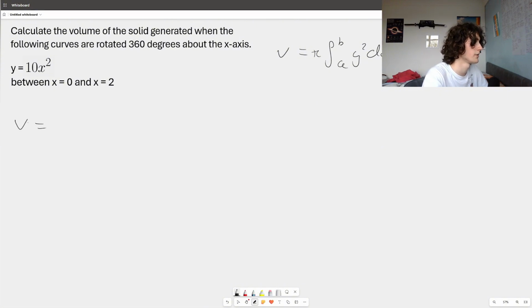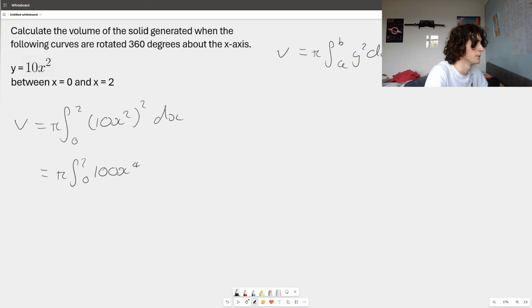So the volume of our revolution is going to be pi times by the integral from b, which was the larger number here, 2, to a, which is 0, of y squared, so I'm going to put in 10x squared, and I'm going to square it, dx. So this is equal to pi times by the integral from 2 to 0 of 100x to the power of 4 dx, which is equal to pi, and then we're going to compute our integral, so 100x to the power of 4 integrated, we add 1 to the power and divide by the power, so 100 divided by 5 is 20, so 20x to the 5 between 2 and 0, and that is going to be the calculation we need to do.